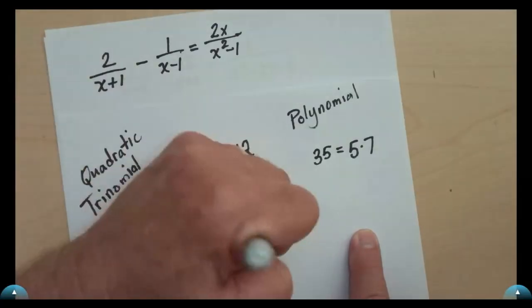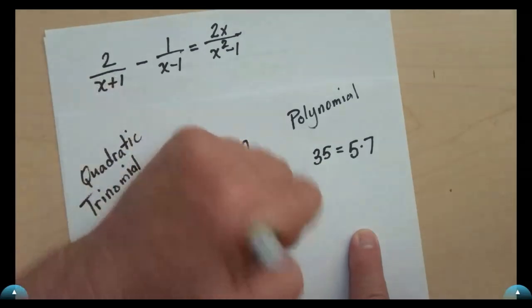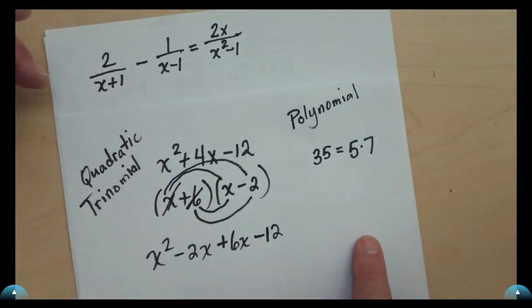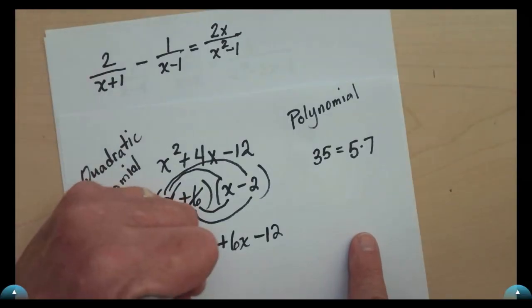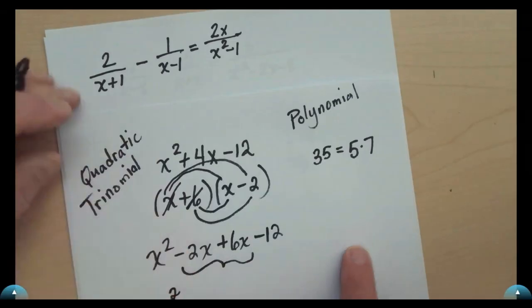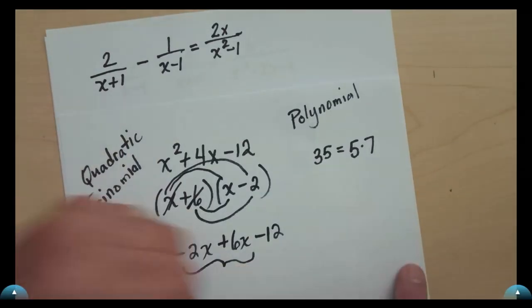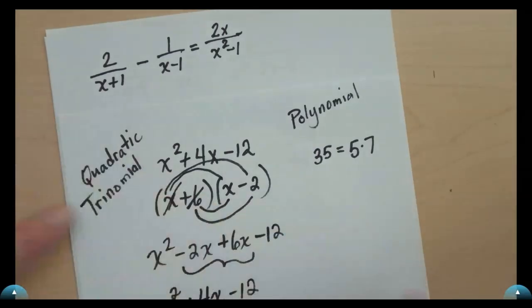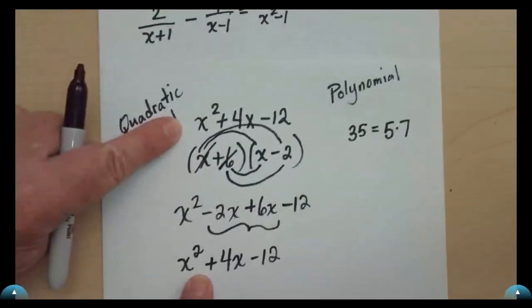6 times negative 2 is negative 12. Now I've distributed the second term and I've run out of stuff to distribute. So I'm done multiplying, but I need to simplify by combining these like terms. And notice negative 2x plus 6x is positive 4x. And sure enough, that's what we started with, right?